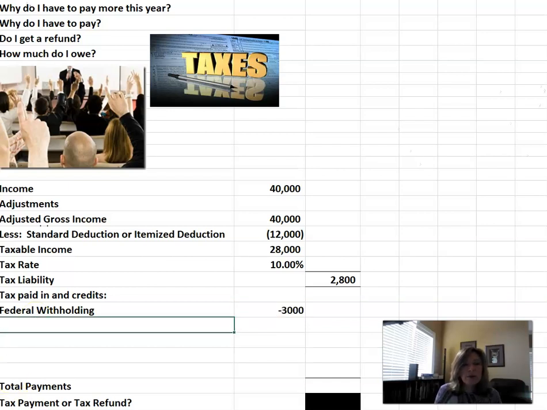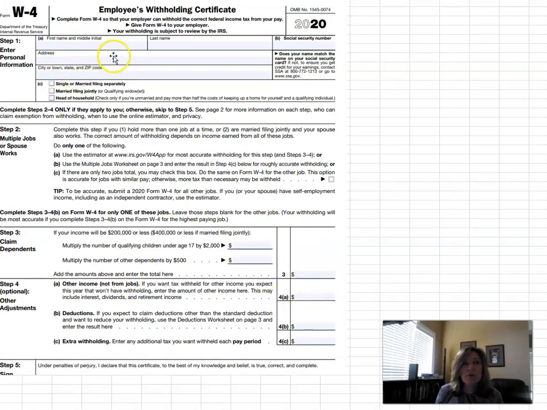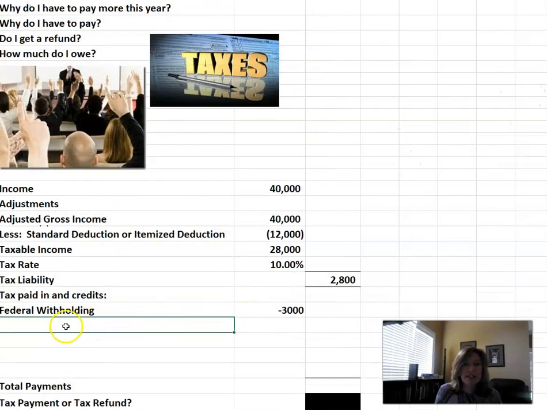All right, how did our employer come up with that $3,000? They actually came up with that amount based on something that we filled out for them called the W-4. The employee would complete the W-4 and it tells our employer how much to withhold for us. It wants to know things like about how much your income will be, how many dependents you have, and whether you want to withhold some extra money. So this is what determines how much our employer withholds for us. All right, so it was $3,000 here.